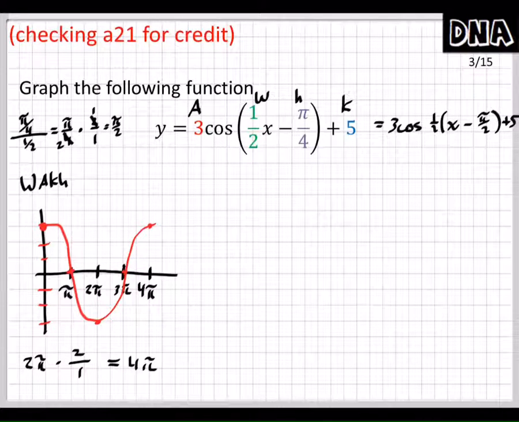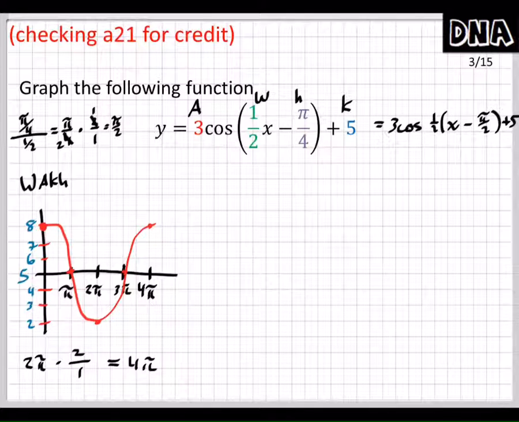Okay, so now we got a line drawn. Now we need to finish getting our y values over here. So we look at the k. The k is right here, the plus 5. What does that plus 5 do? It changes the midline. It moves the whole thing up. And so our midline is 5. So I'm going to put 5 right here. And then that would be 6, 7, 8. And 4, 3, 2. All right.